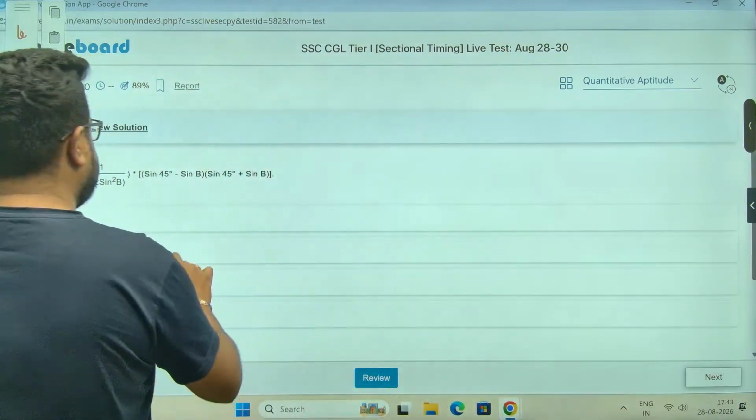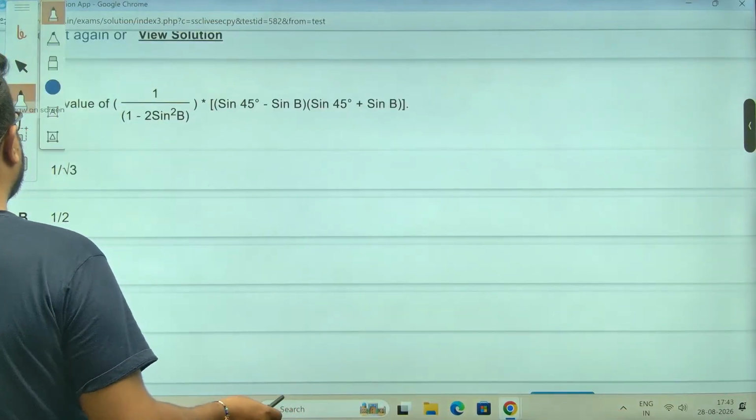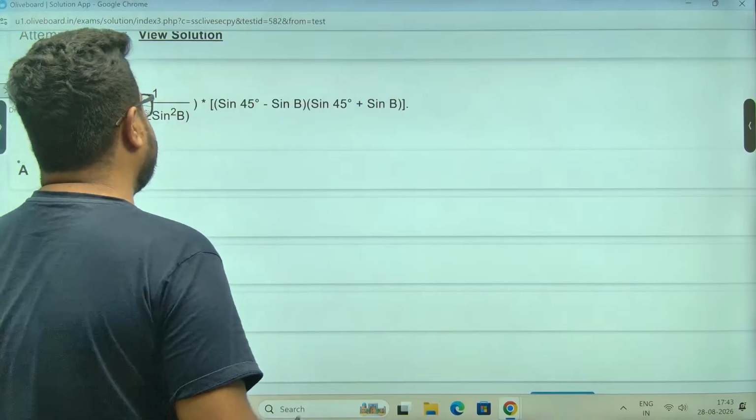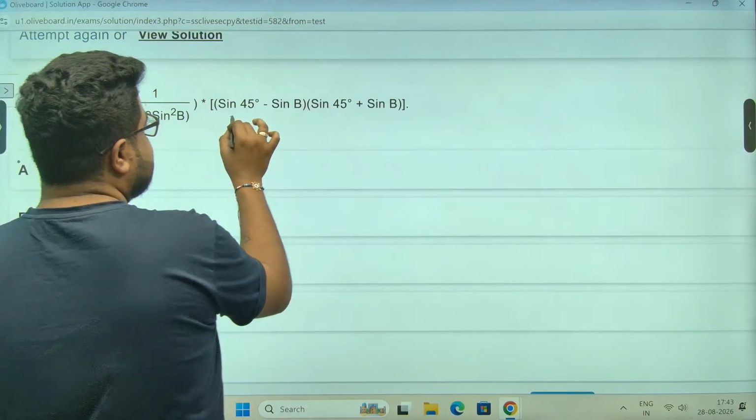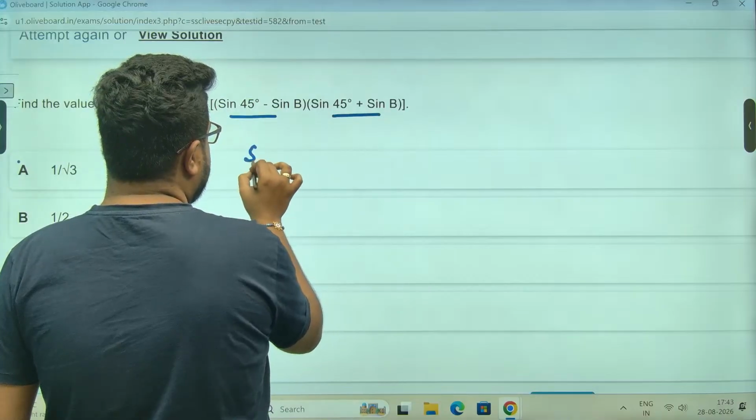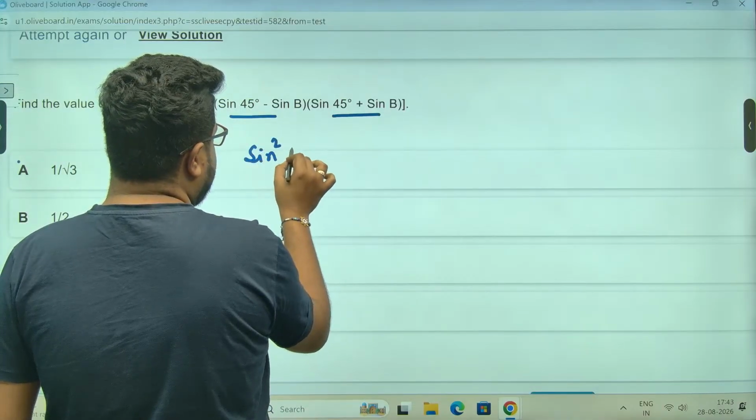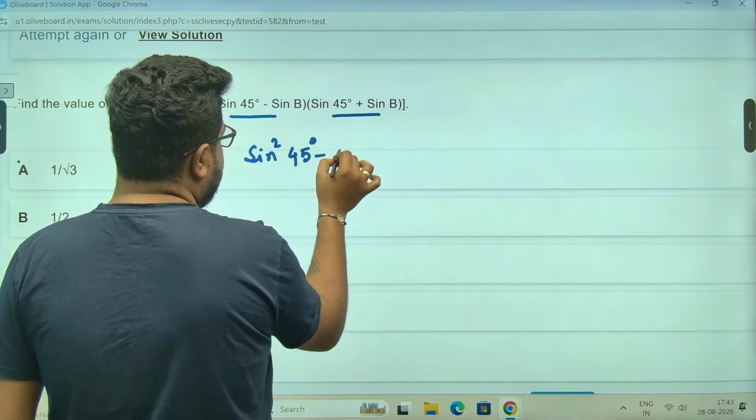Chalo, next one please. Let's see what this is. 1 minus 2 sin square b cos. Okay, wait a second, let's see, sir. So this is a minus b into a plus b. So that means a square minus b square.